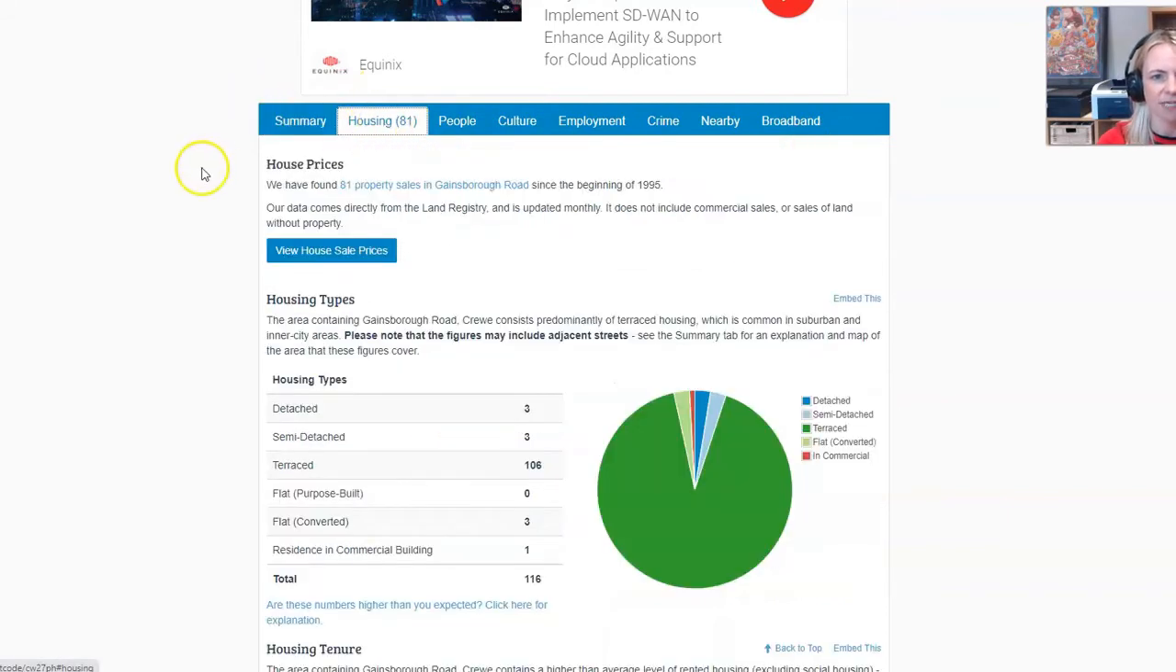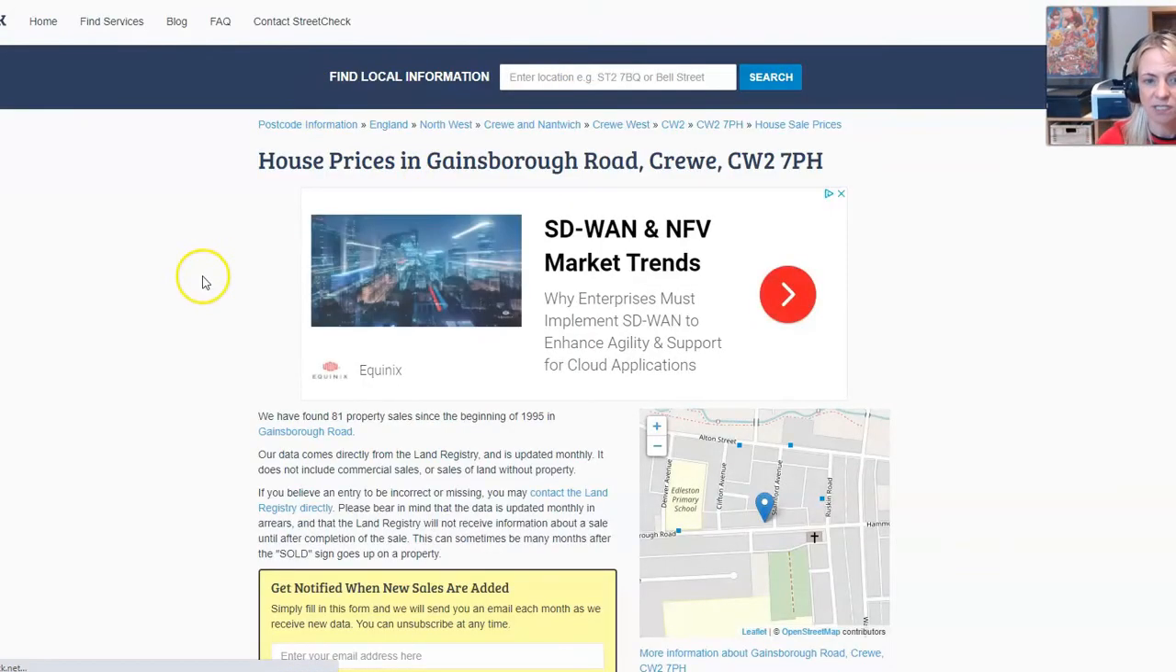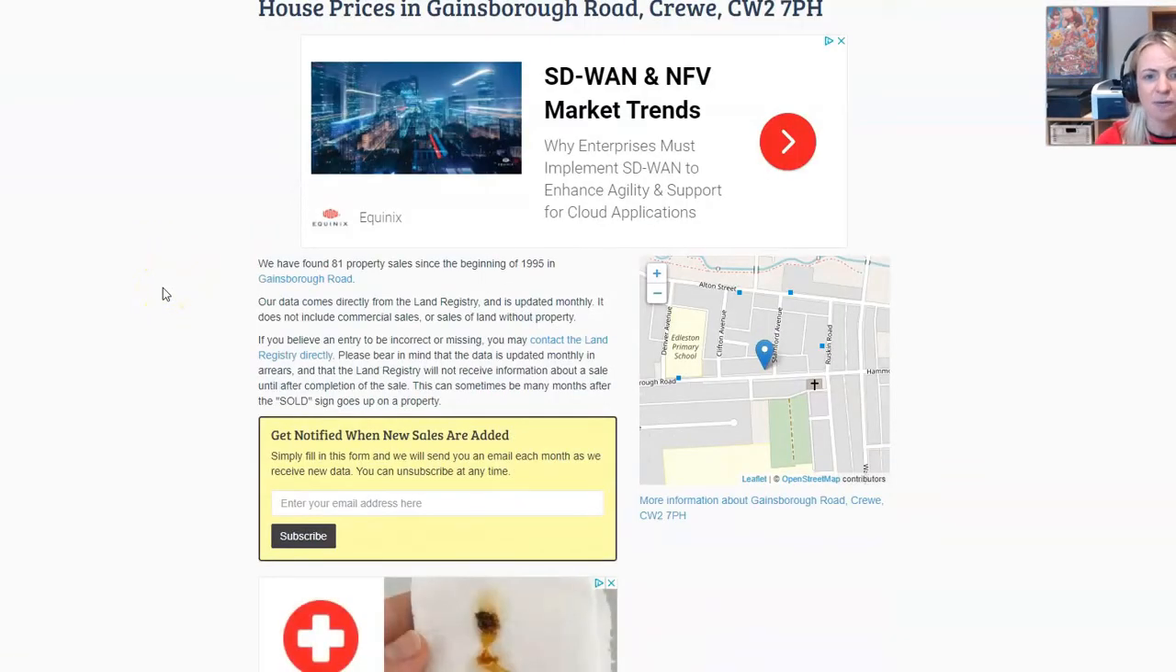If I click on housing, this is an interesting one because it tells me the kind of properties that are in the area. Now here it says that we have found 81 property sales in Gainsborough Road since the beginning of 1995. So it's going back quite a long way, 25 years in fact, to show exactly how many sales have been made. And I can click on this button here that will tell me what the house sale prices were. And presumably they will get this information from the land registry.